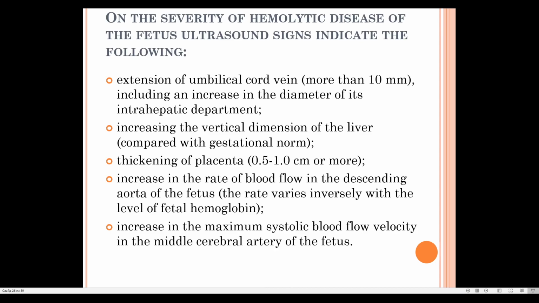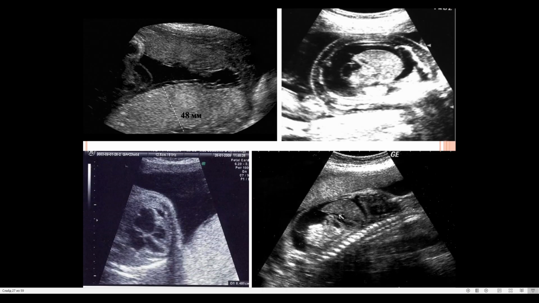Next is increase in the rate of blood flow in the descending aorta of the fetus. The rate varies inversely with the level of fetal hemoglobin. Increase in the maximum systolic blood flow velocity in the middle cerebral artery of the fetus, as we discussed before. And here on the pictures you can see different ultrasound signs of hydrops fetalis.